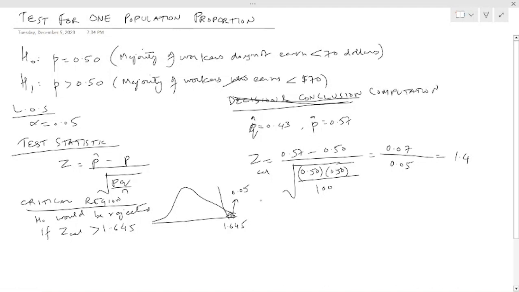And now the decision and conclusion. We write down: since Z calculated does not fall in the rejection region, H naught is not rejected, and it cannot be concluded that the majority of workers earn less than $70.